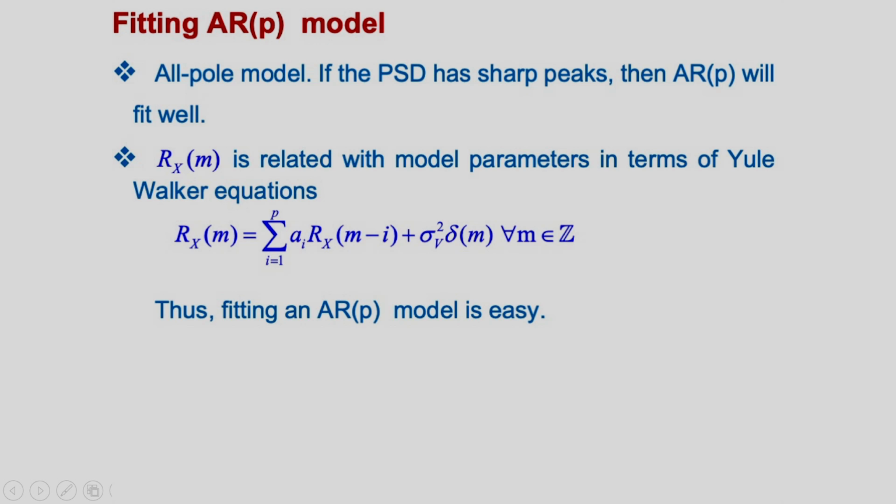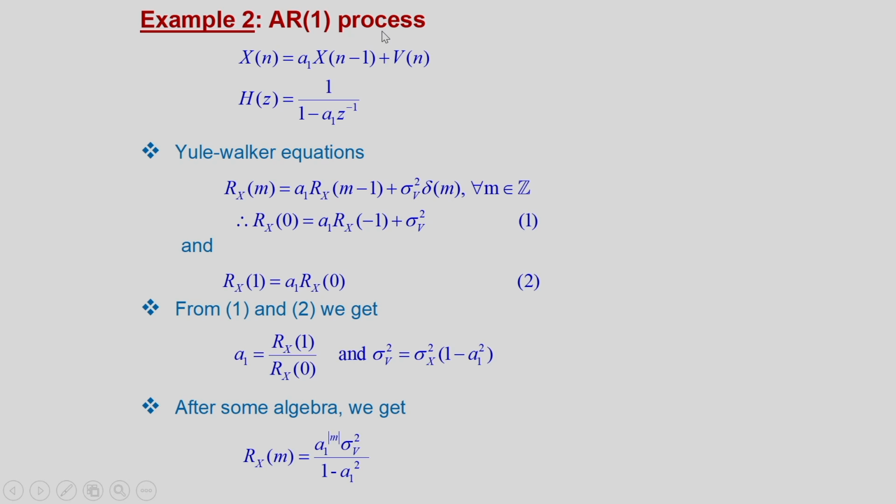We will consider one example, the AR(1) process. This difference equation is x(n) equal to a1 x(n minus 1) plus v(n), and the corresponding H(z) will be equal to 1 by 1 minus a1 into z inverse. So, only one pole is there, at z equal to a1.